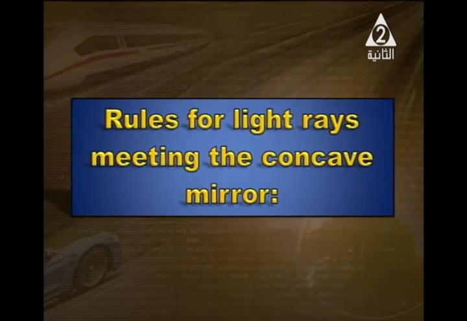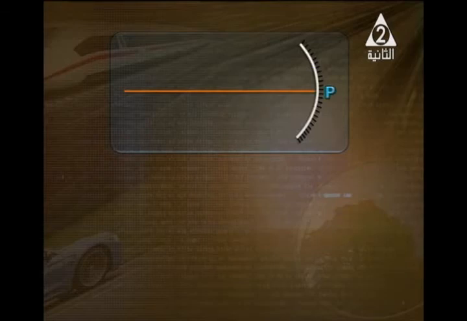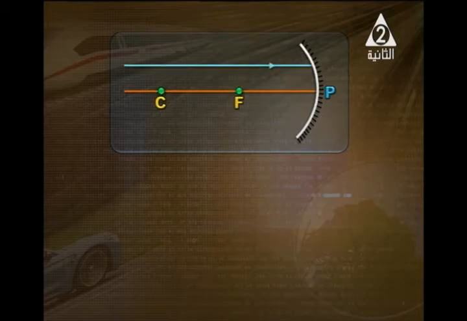Some rules for light rays meeting the concave mirror. This is the concave mirror. On the principal axis lie the center of curvature and the focus of the mirror. This is the incident light ray, which is incident parallel to the principal axis. When this ray hits the reflecting surface of a concave mirror, it will reflect passing through the focus.